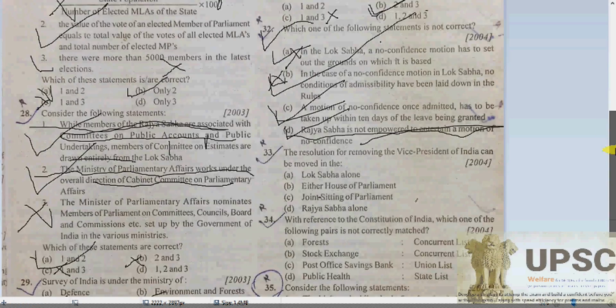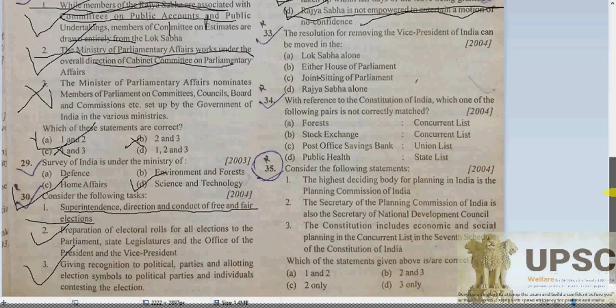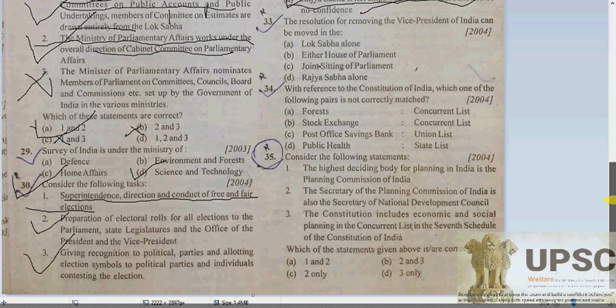All right. Next, proceed. Number 33, the resolution for the removal of the Vice President of India can be moved in the Rajya Sabha alone, of course, option D. Because the Vice President is the chairman of the Rajya Sabha. So that's why the resolution for removing the Vice President can be moved only in the Rajya Sabha alone.